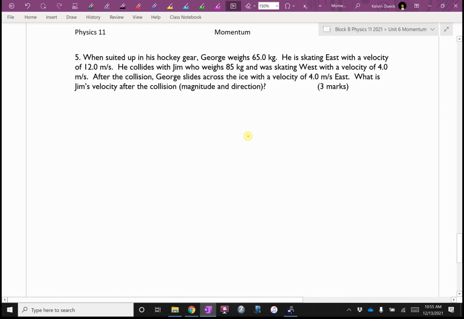I see 2 masses in this question. I see the word collides. This is conservation of momentum. The sum of all the momentum beforehand equals the sum of all the momentum afterward. You know what? I'm gonna use G for George and J for Jim. I was going to label them A and B, but then I thought, why don't I use the first letter of their name? That's going to be easier to track. I see east, I see west, so I'm going to let east be positive. West is negative.